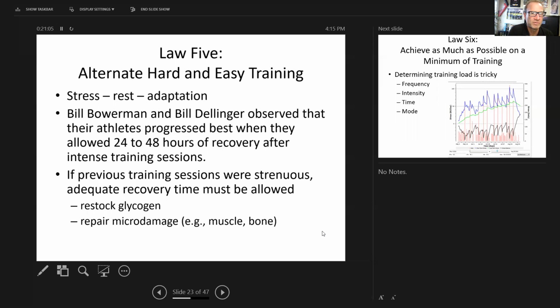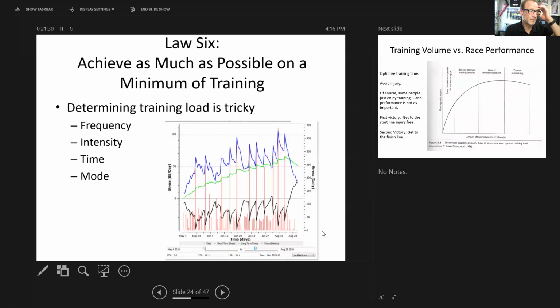You need to have that recovery before and after doing high intensity training sessions. If the previous training sessions were strenuous, adequate recovery time must be allowed. You've got to restock glycogen, you've got to repair micro damage, muscle, bone, what have you. You need that recovery. And there's a lot of neat science now on the importance of recovery during endurance training programs.